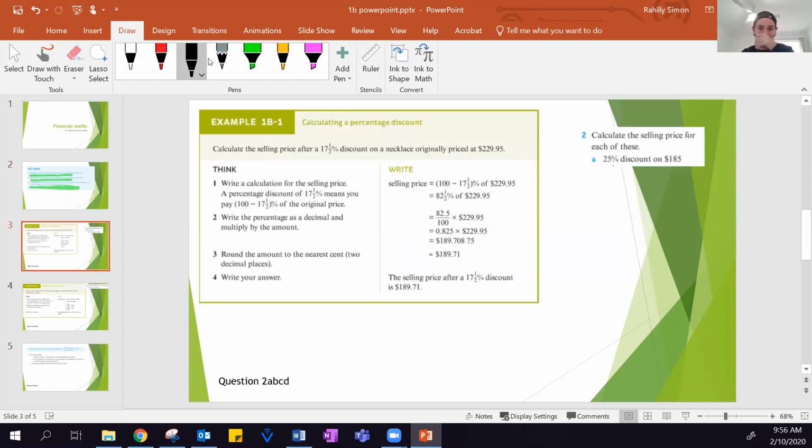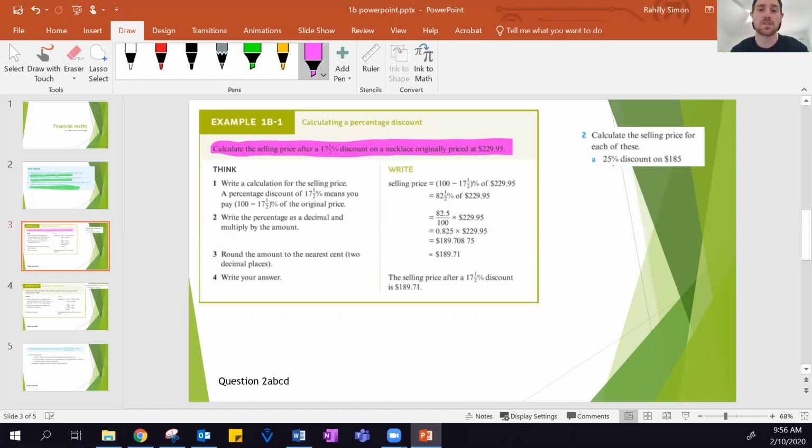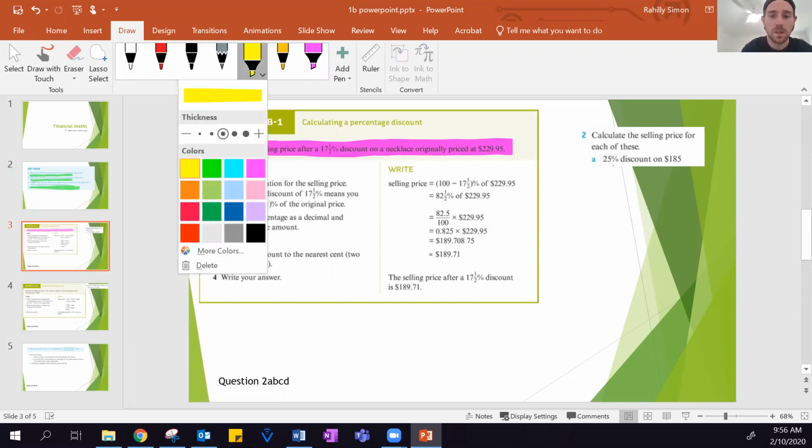Okay, so we're looking at calculating a percentage discount. The question here is calculate the selling price after a 17.5% discount on a necklace. So what you're going to be doing is putting it into that formula from the key ideas. The example that they have given in the book isn't as streamlined as I would like, so we'll quickly go through it and then I'll show you the quicker way of actually working it out. You're kind of skipping a step. But basically, you're putting it into this formula here.